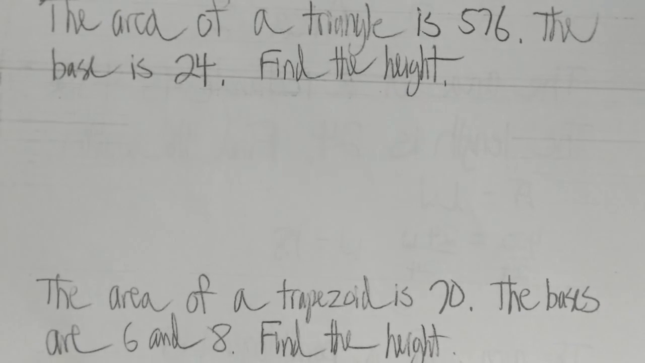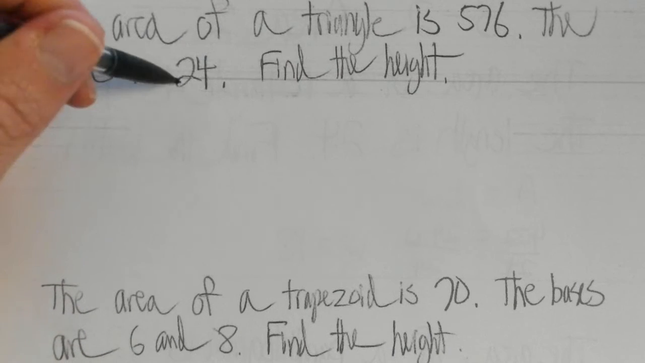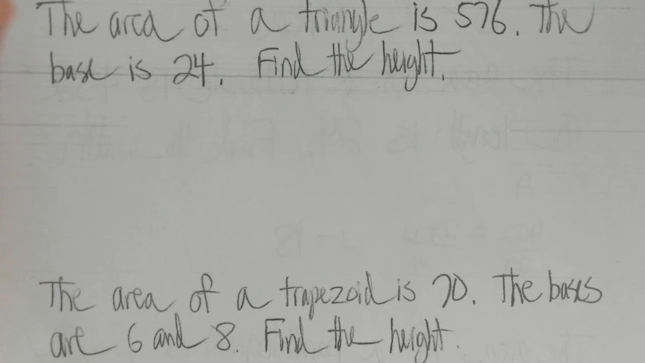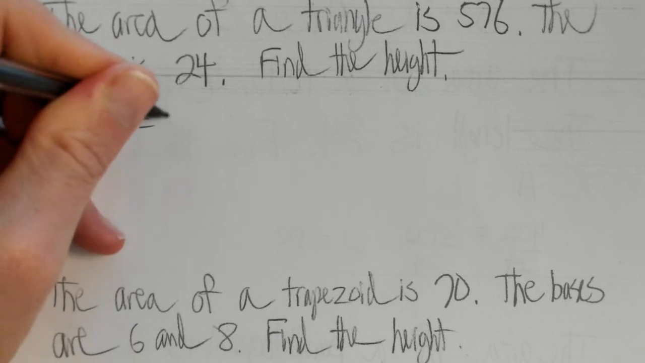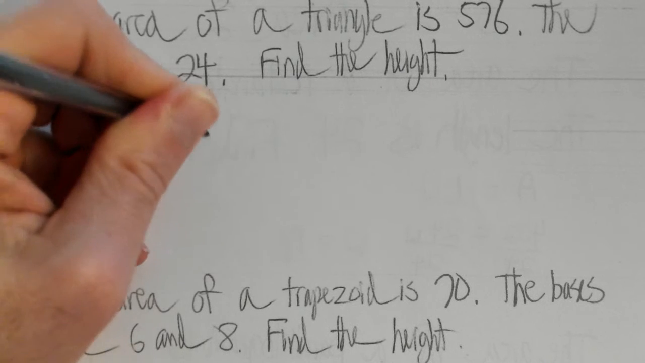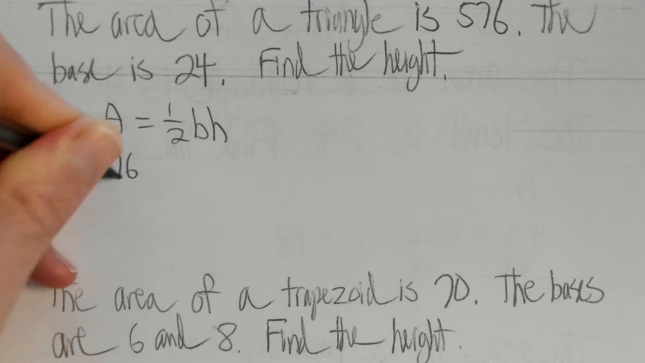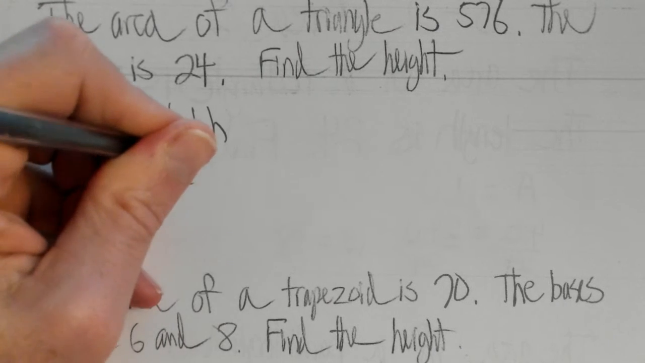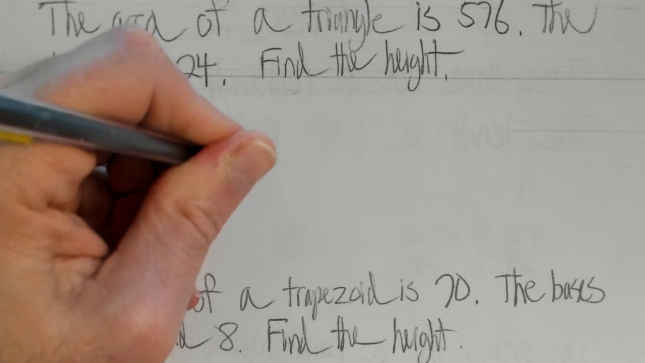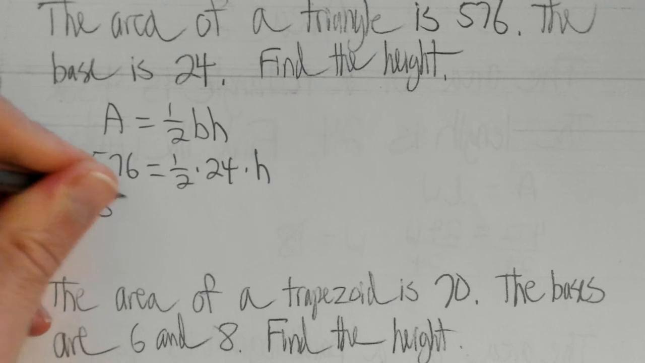Okay, and it says the area of a triangle is 576. The base is 24. Find the height. All right, so again, formula. Write it down first. Area equals 1/2 the base times the height. What's the area? 576. The base is 24, and we want to find the height. The height is missing. And so from here, it's just a matter of a few steps to solve it.